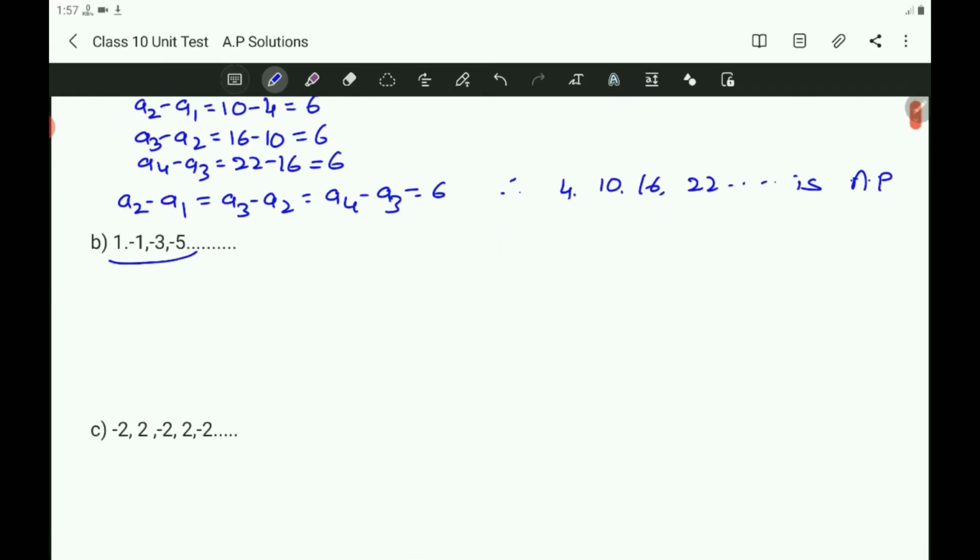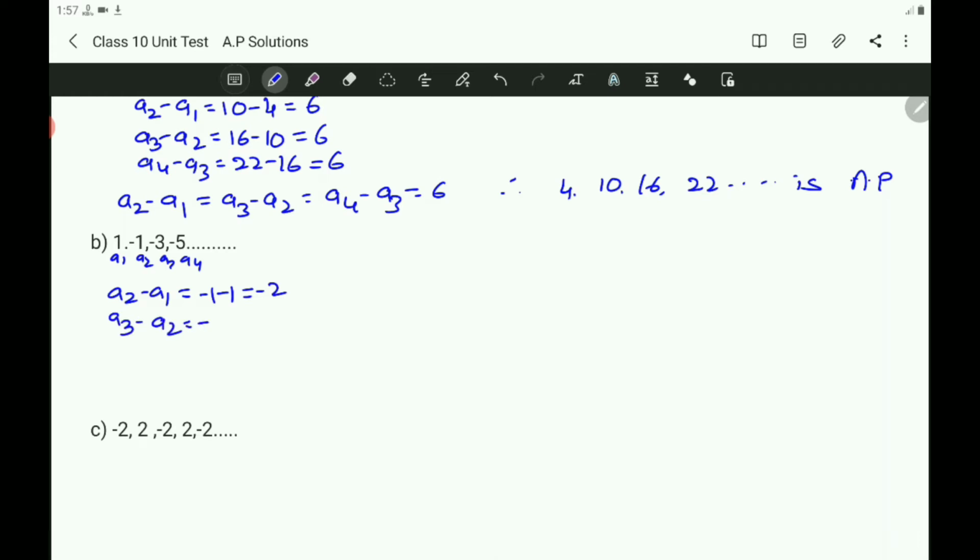Next, let us take B. Again here also you find A2 minus A1, A3 minus A2, A4 minus A3. Check whether they are equal or not. If they are equal, you can say that these numbers are in AP. Otherwise, you can say that they are not in AP. So you take the numbers here: A1, A2, A3, A4. A2 minus A1: here A2 is minus 1, minus of minus 1, equals minus 2.